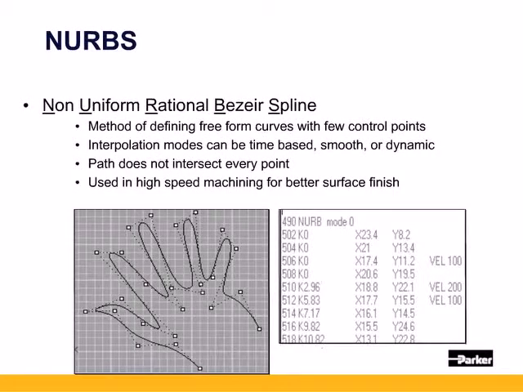NURBs are an interpolated motion and stands for non-uniform rational Bezier spline, and is a method of defining free-form curves with few control points. The interpolation mode is set based on the NURB mode command and can be set based on time, which is mode 0, or other modes including smooth or linear interpolation. The path does not intersect every point, and NURBs are used in high-speed machining for better surface finish. Below is an example. Let's program a NURB with our EPL demo.